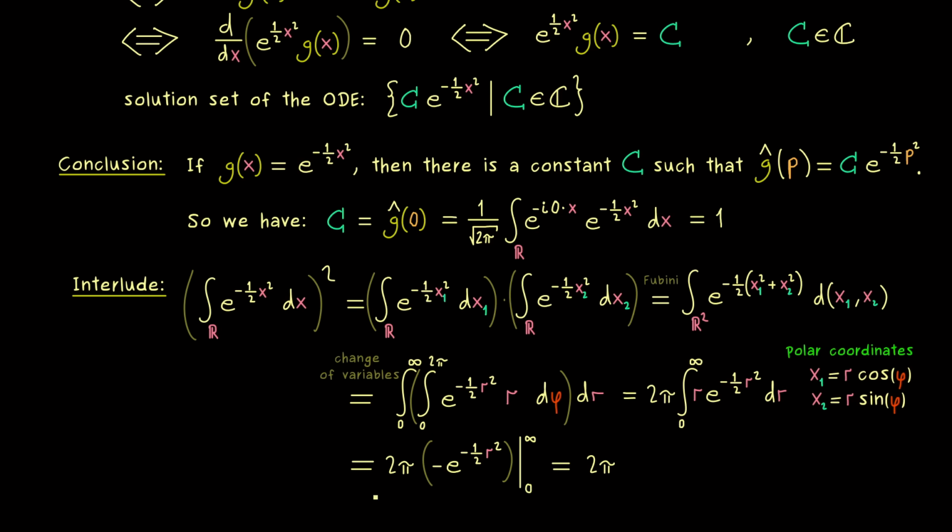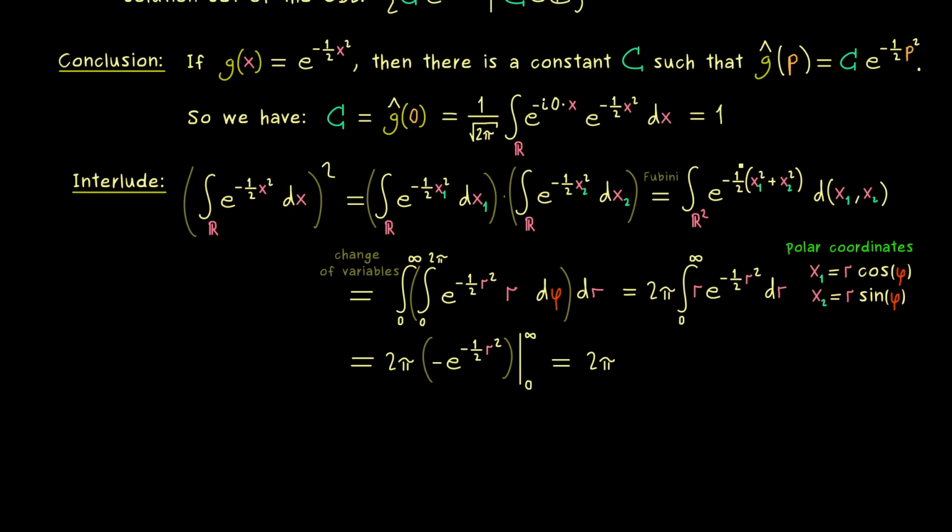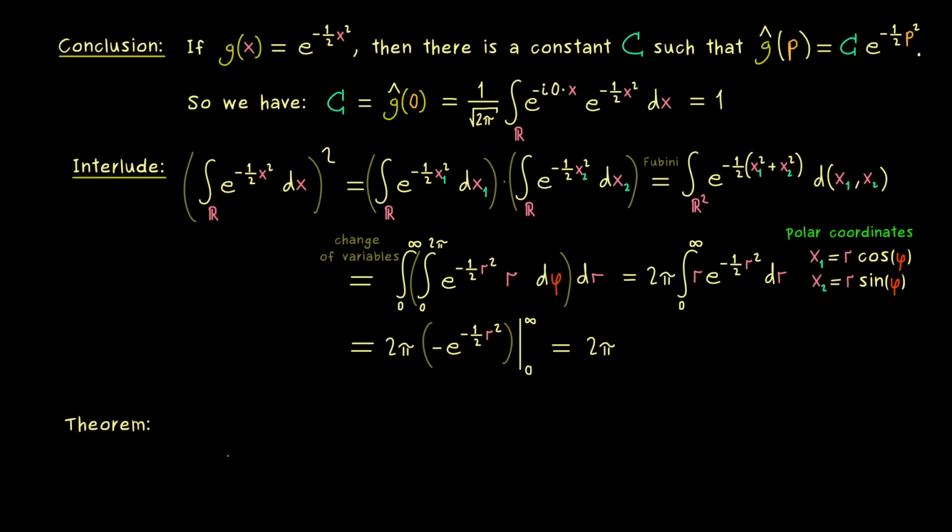So we only get out the factor 2 pi, which is exactly what we wanted, because now we only have to take the square root on both sides. So this calculation completely explains why our constant c from before has to be equal to 1. And with that we almost have everything, and we can formulate the important result of this video.